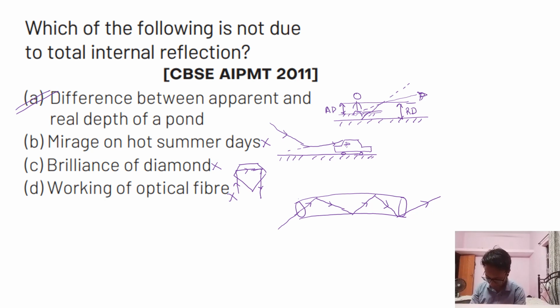The height of the person appears shorter because the observer sees the refracted ray, not the original ray. This is the incident ray, this is the ray reaching his eyes. The observer sees this ray and assumes that the person is shorter.